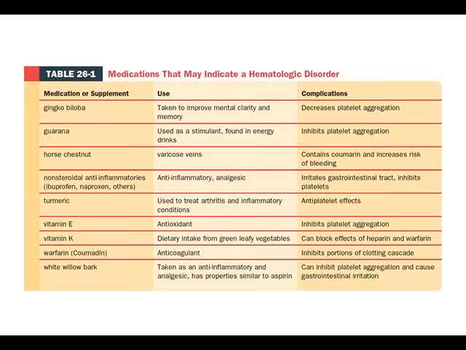And then white willow bark. White willow bark is actually where they started to isolate the properties for aspirin from, acetylsalicylic acid, or the salicylate. In fact, the Native Americans used to chew on the white willow bark when they would have pain and discomfort, and that would help them. And it can inhibit platelet aggregation as well.